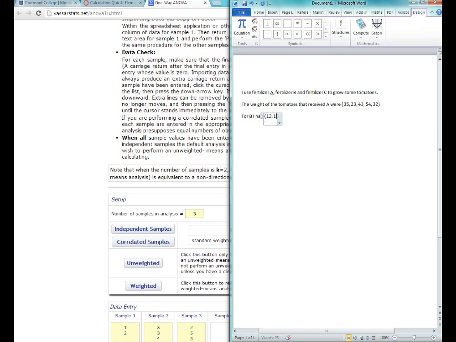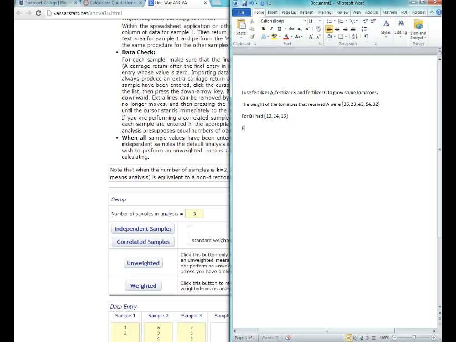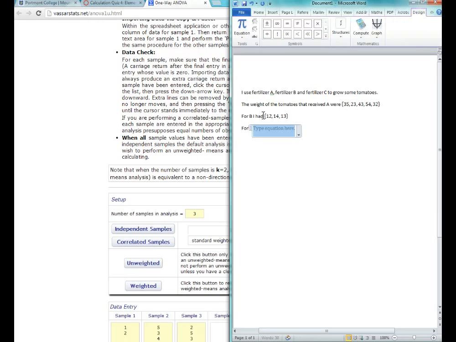I know it doesn't matter if we have different numbers. So instead of having 5 of them, let's just have 3 of them here: 12, 14, and 13. And then for C, maybe in real science classes, sometimes this is your control group that received no fertilizer. Maybe they had sizes that were about, let's say, 23, 32, 43, 39, 32, 13, let's say there's a light one in there, and then 45 and 23.